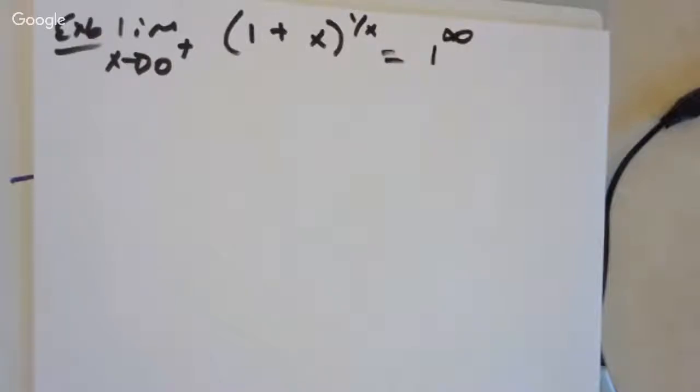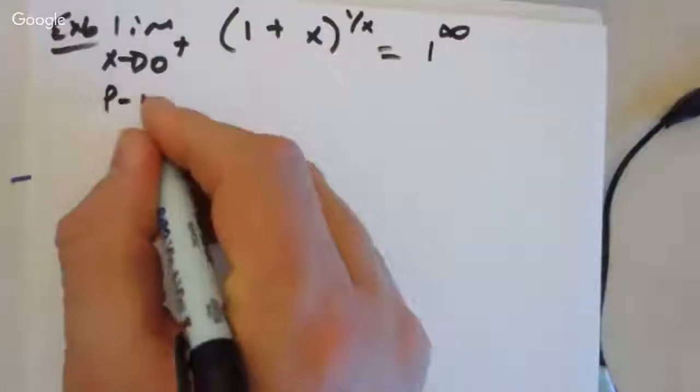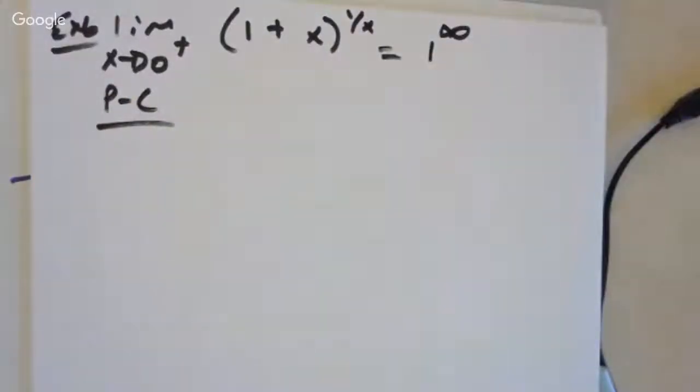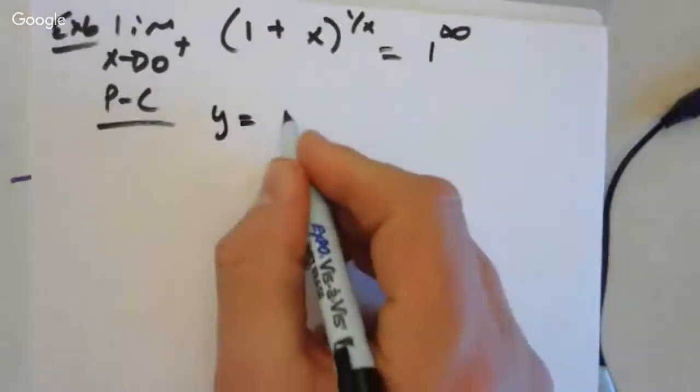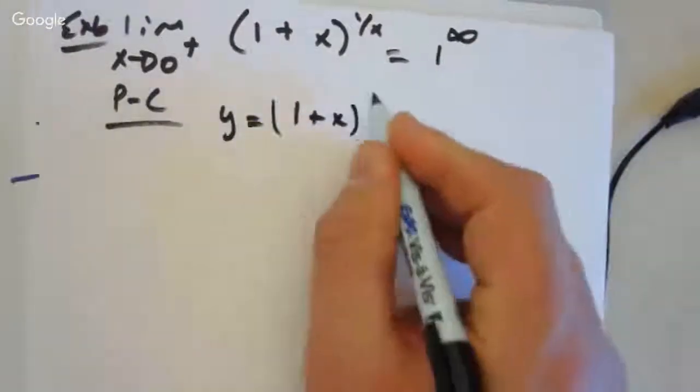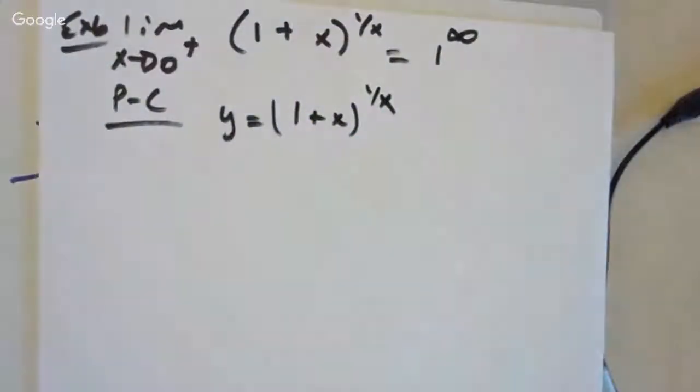How do we get rid of stuff in the exponent? Yes, we've got to turn this into a log. So we're going to do some pre-calc work to the side. Like I mentioned, the hard part of this is really that pre-calc part. We're going to set (1 plus x) to the 1 over x equal to y.